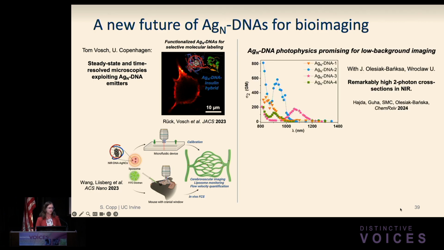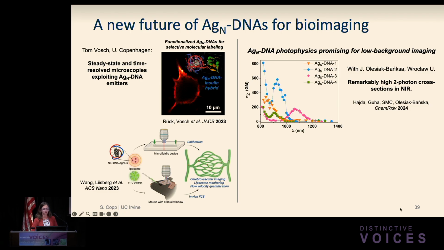We're also collaborating with many experts in photochemistry and photophysics. So for example, with my collaborator, Professor Olesiak Banska in Poland, we've been studying a process called 2-photon fluorescence, where you use 2 long wavelength photons, typically near-infrared photons, that can penetrate deep into a tissue to excite fluorophore.